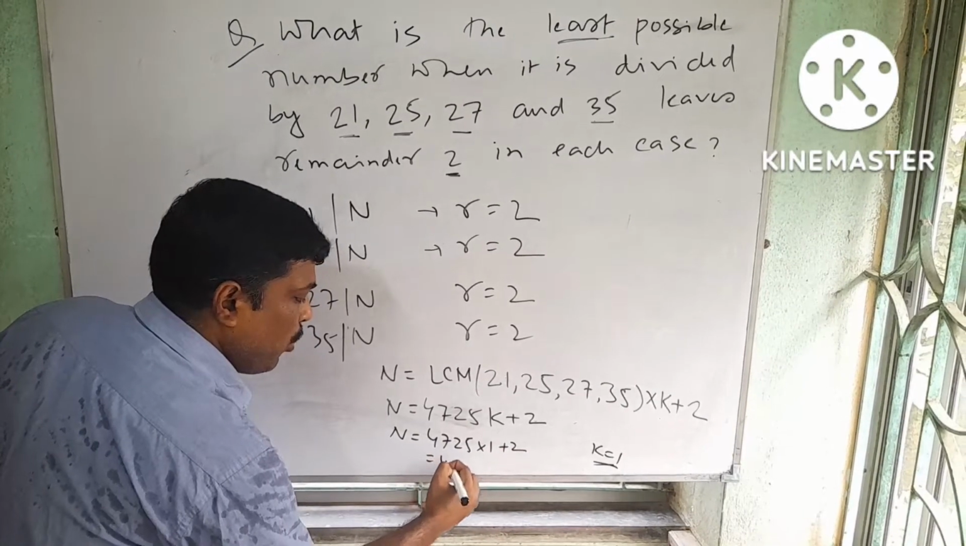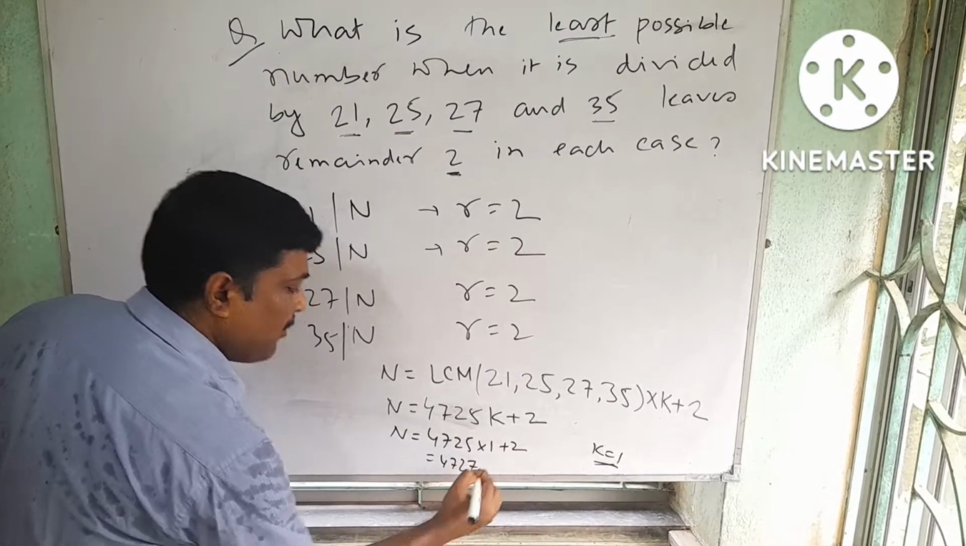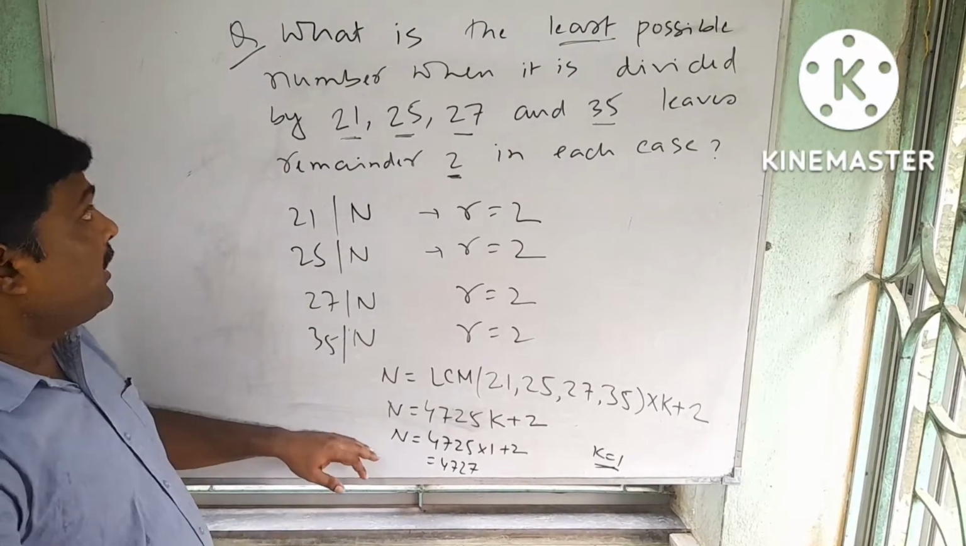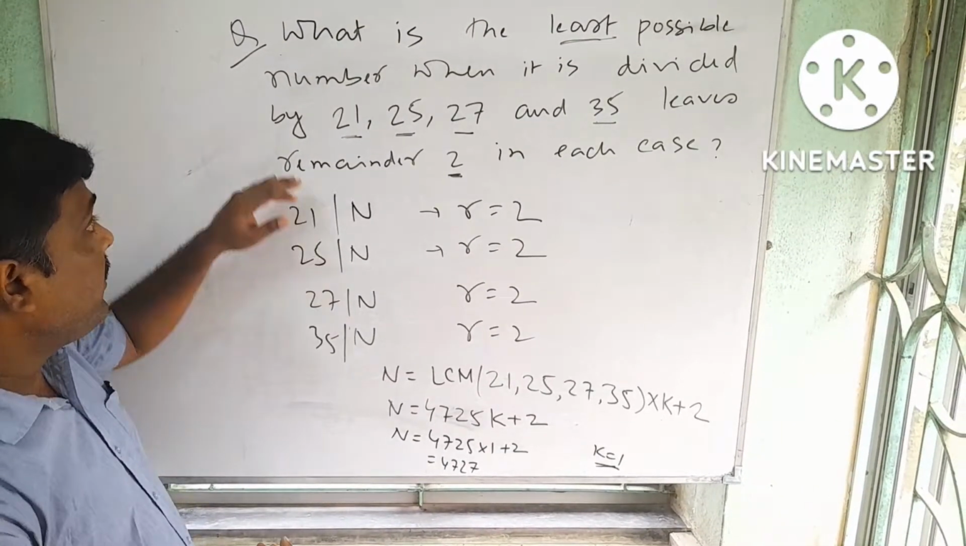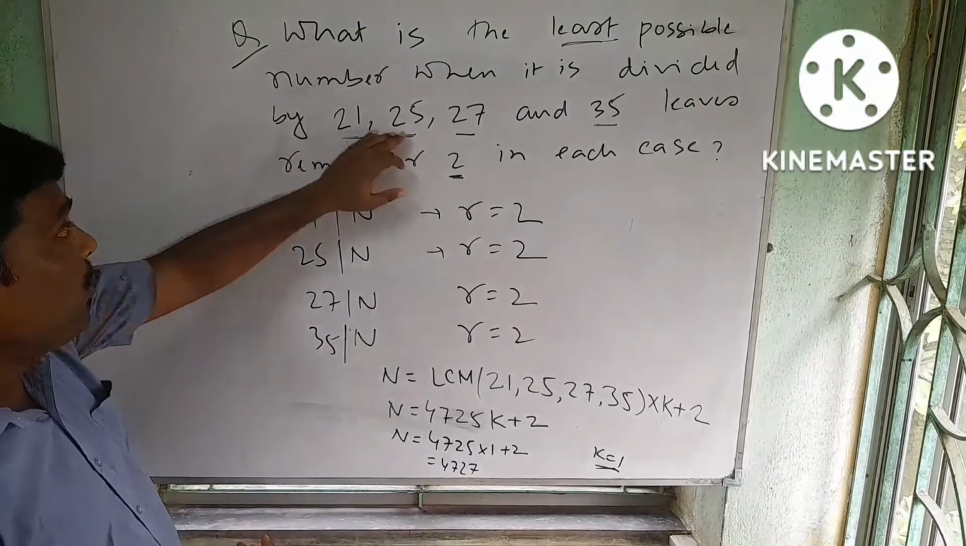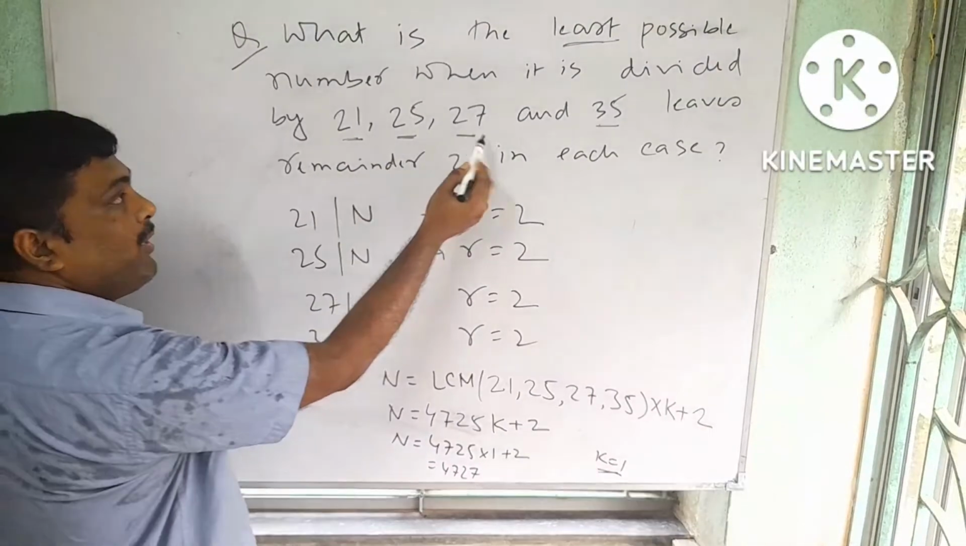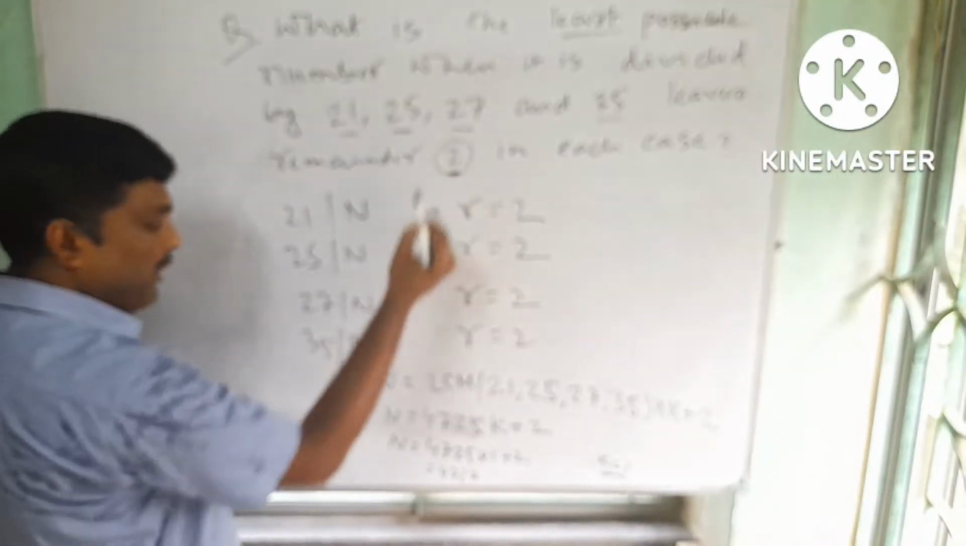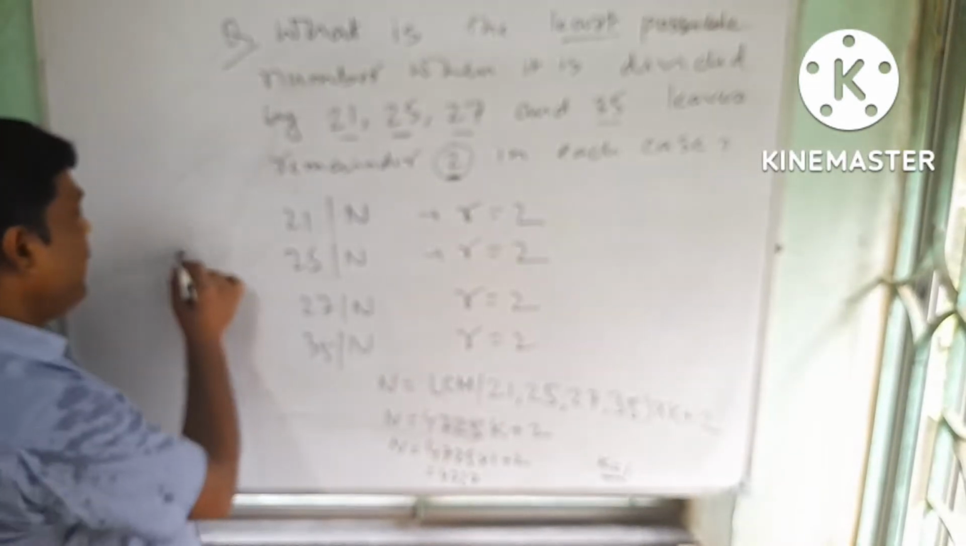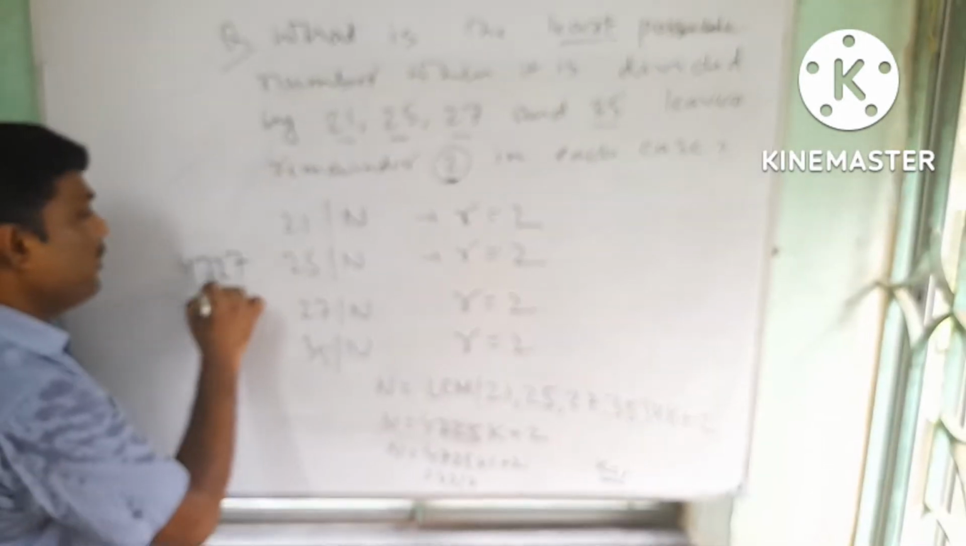It is 4727. So the least possible number which, when it is divided by 21, 25, 27, 35, leaves remainder 2, the answer is 4727. Okay.